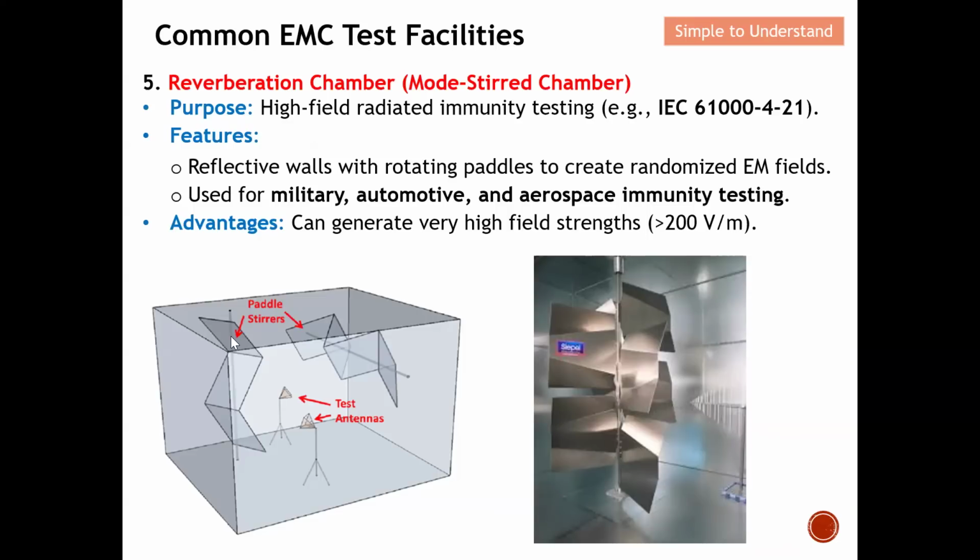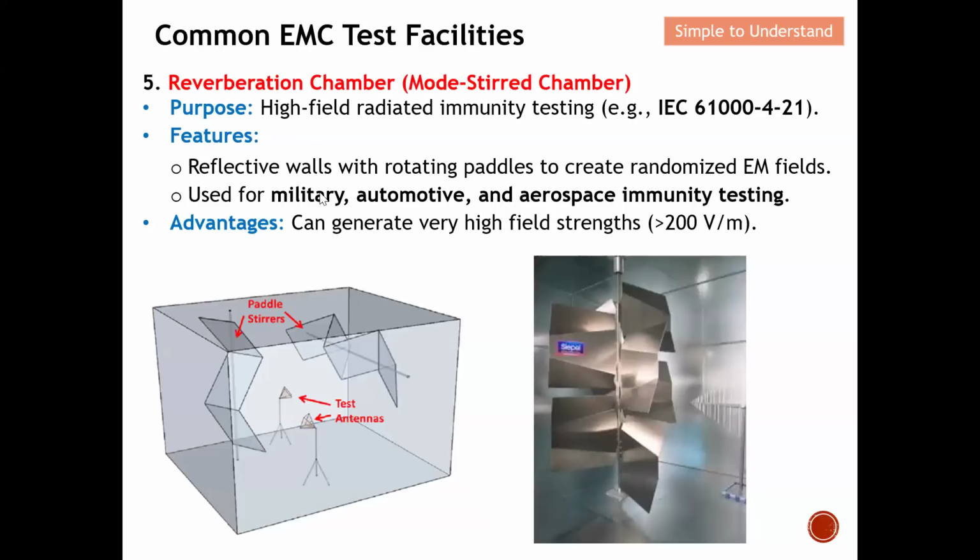Basically, you can see here, these are the so-called rotating pedals. This creates multiple reflections, and because of the multiple reflections, we can have very high field strength, because the signal keeps on reflecting. The pedals turn in a random way. So as mentioned here, the reflective wall with rotating pedals creates a randomized EM field.